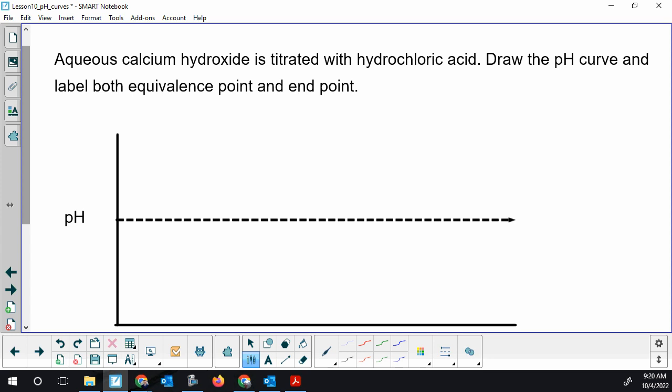Now, calcium hydroxide is not very soluble. If you looked it up in the table, you'd say it's solid, but a little bit of it is soluble. Okay. But you couldn't have a very high concentration.